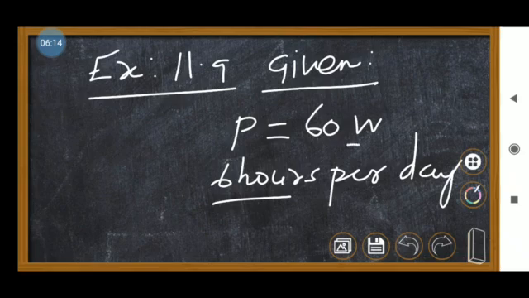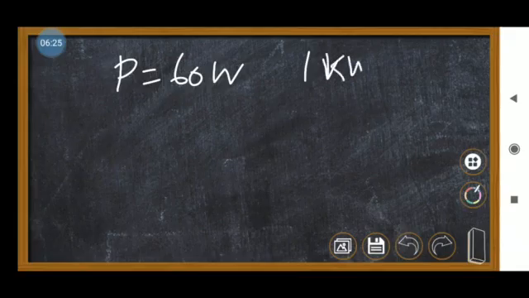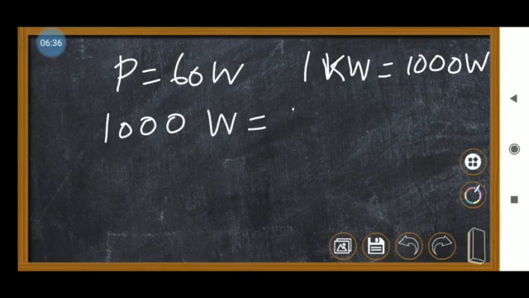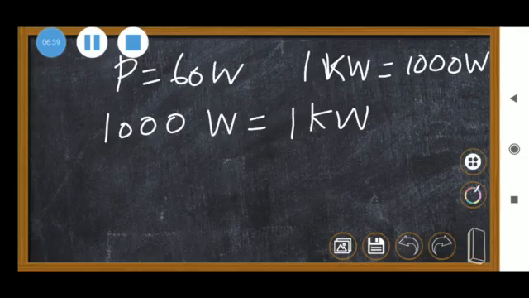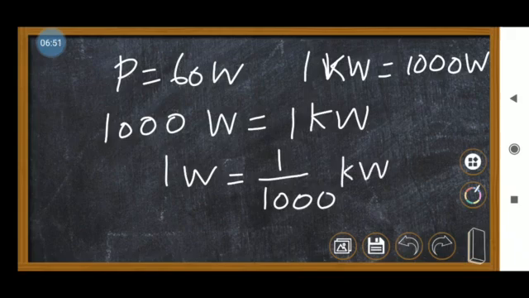As I said, watt is a very small quantity, so we have to convert it into kilowatt. How to convert the power, 60 watt, into kilowatt? We know that 1 kilowatt equals 1000 watt, otherwise 1000 watt equals 1 kilowatt. So 1 watt means how many kilowatt? 1 divided by 1000 kilowatt. So 1 watt equals 1 by 1000 kilowatt.